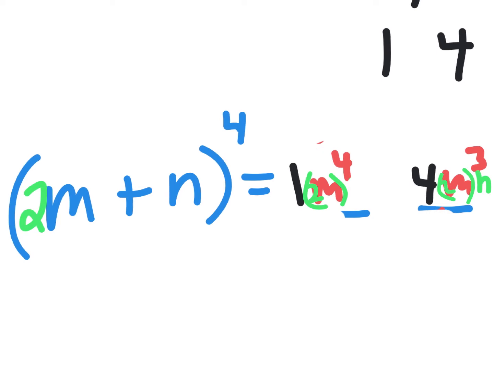What else could I do to make it nastier? What if this was negative n, aka just minus n? So what if there's a minus in there? Well, then your n's are all just negative.